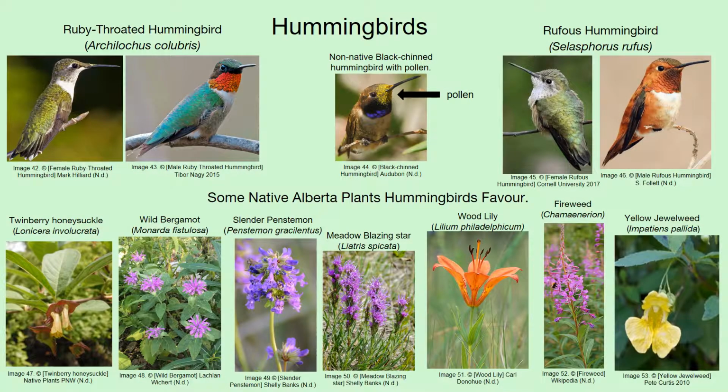So in addition to insects, there are also birds that act as pollinators. There's hummingbirds in Alberta, such as the ruby-throated hummingbird, which feeds on tubular flowers such as wild bergamot or cultivated bee balm in gardens as well, lilies, paintbrush, wild columbine, and others, and they also eat insects. And there's another type called the rufous hummingbird, which probably feeds on similar flowers.